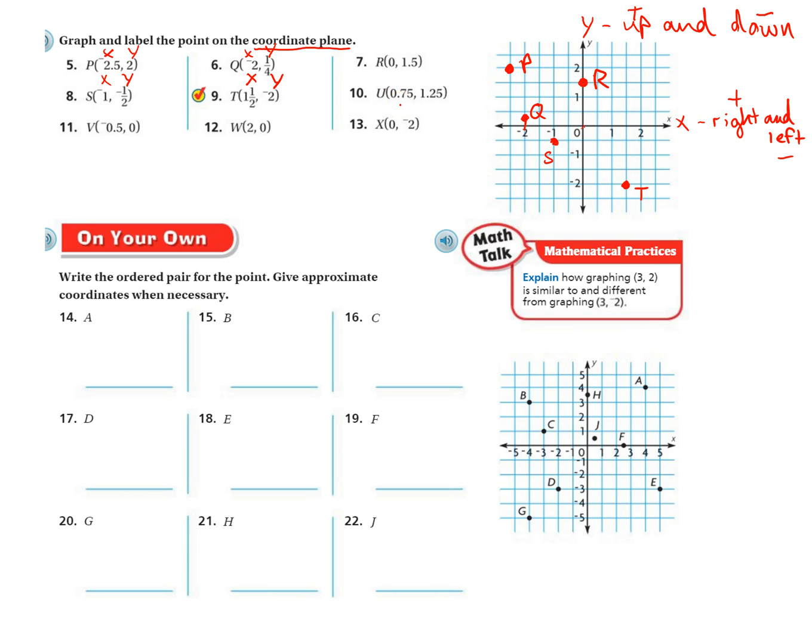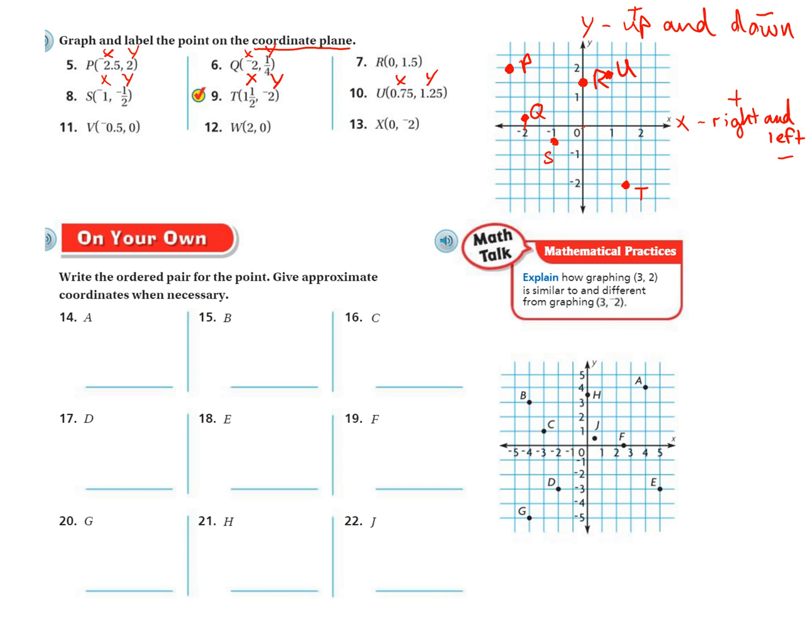Okay, U, positive 0.75, so that's to the right, 0.75. Well, here would be half, so 0.75 would be right in between that. Sorry about that. Half, and then 0.75 would be almost to the 1, but not quite. And then 1.25, that's positive, so it's up. Remember, x is first, y is second, and y is in the sky. So up 1, and then past the half, almost to the 2. So that point is going to be right there. And that is point U.